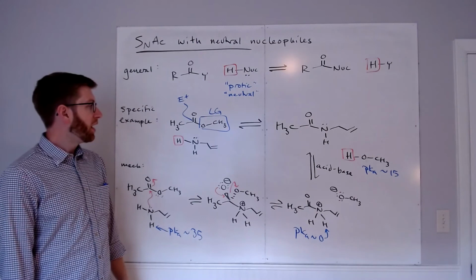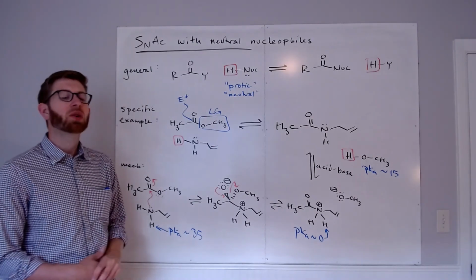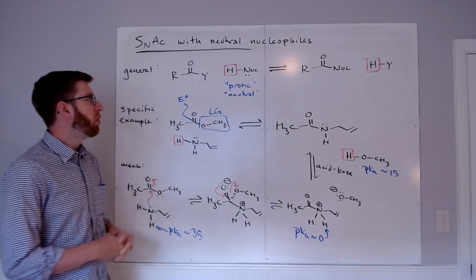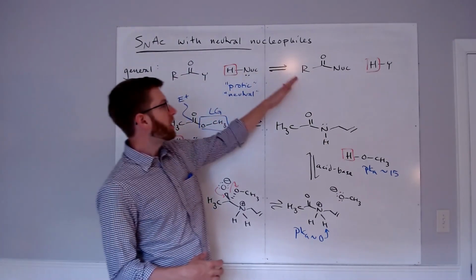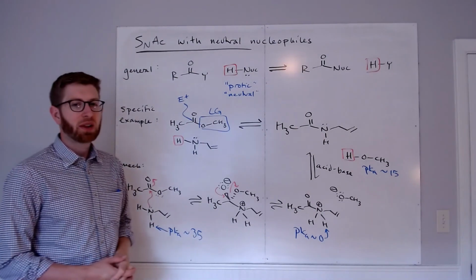So in the next video in this unit, we'll be looking at real examples of SNAc reactions and starting to do the work to be able to determine which side of this SNAc equilibrium is actually going to be favorable given the structures of the electrophile and nucleophile.